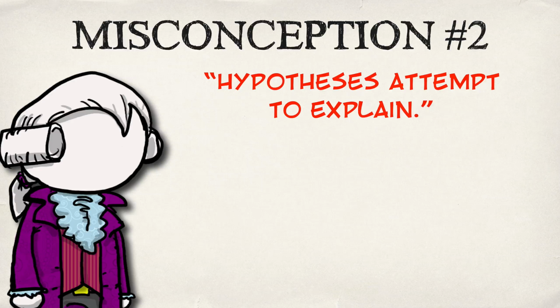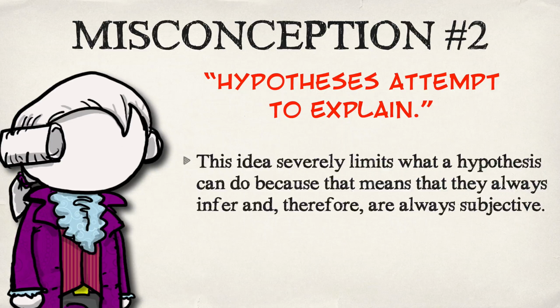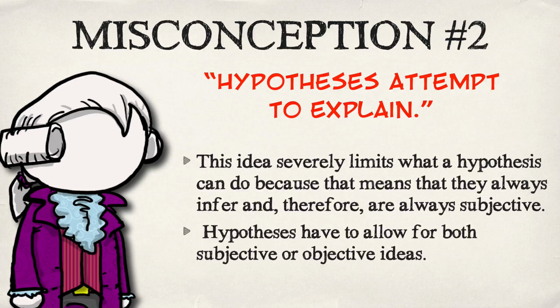A lot of people also tend to say that a hypothesis will end up explaining something. It's like a baby theory. But we really don't want to look at a hypothesis as something that would attempt to explain something, because that's going to really limit what we can do with these. What we're going to find out is that there are things that are subjective and objective. There are inferences and observations. And if a hypothesis only tries to explain, then that means they're inferences, and that means they're subjective.